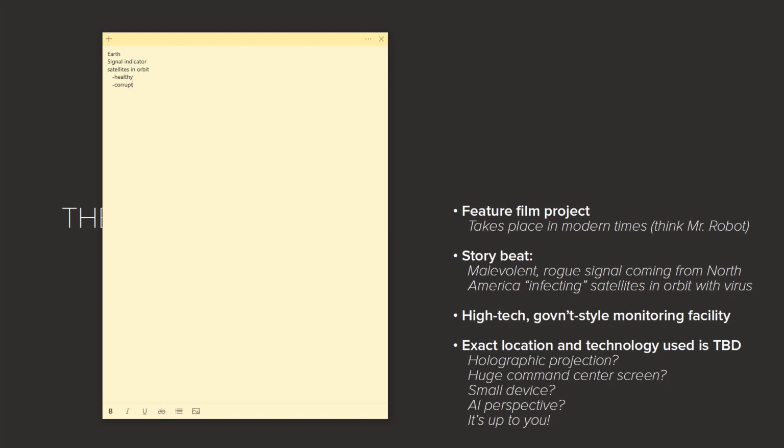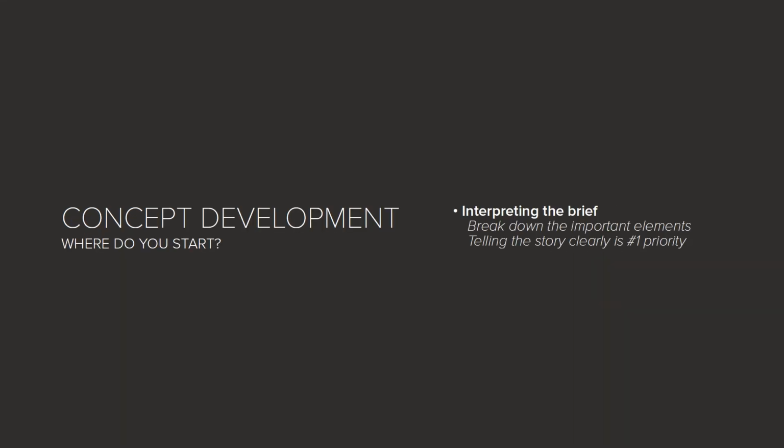Beyond that, the rest of the brief here, the high-tech government monitoring facility, the exact location and technology used, that's kind of up to you. Those are more specific design things, and we'll get into how we can design those things as we dive further. But these, to me, are kind of the most important key elements in order to tell this story, right? Got to have all of these things together. So let's go back to here. So we're working on interpreting the brief.